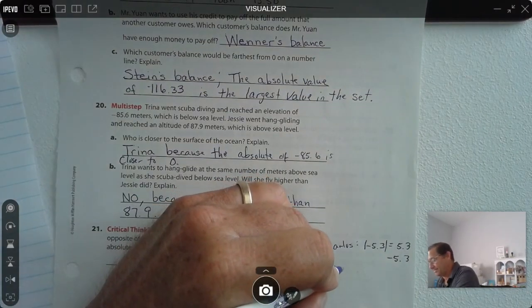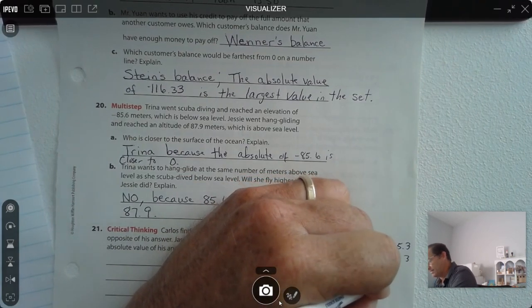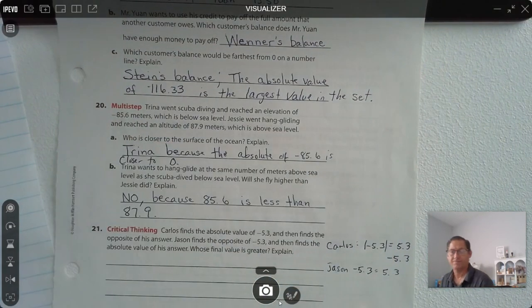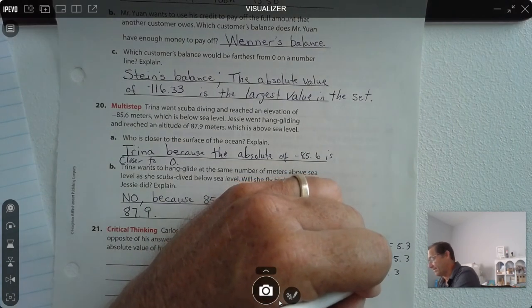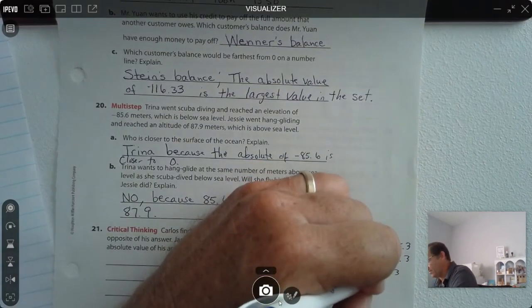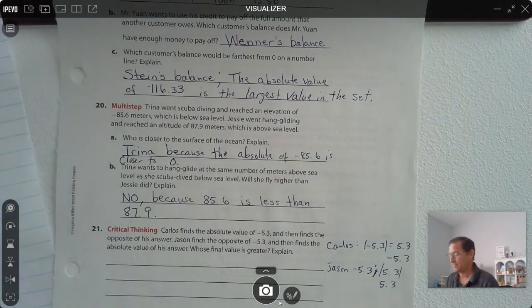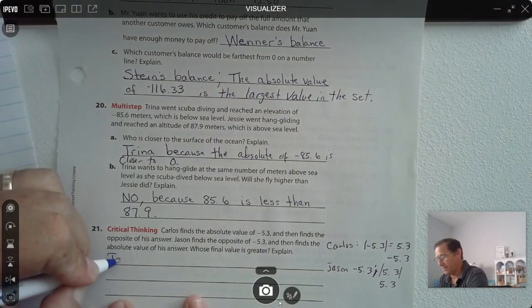Jason finds the opposite of negative 5.3, which is 5.3, and then he finds the absolute value. So the absolute value of 5.3 is 5.3. So Jason's value is greater.